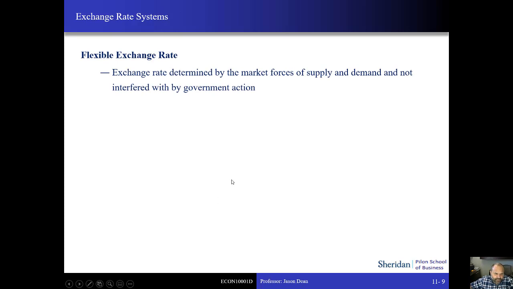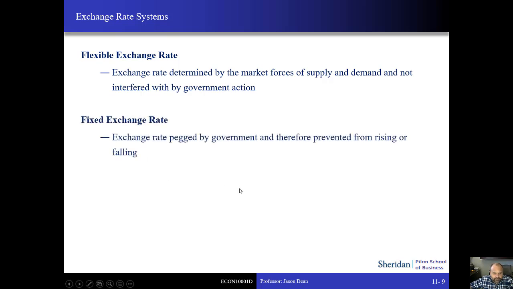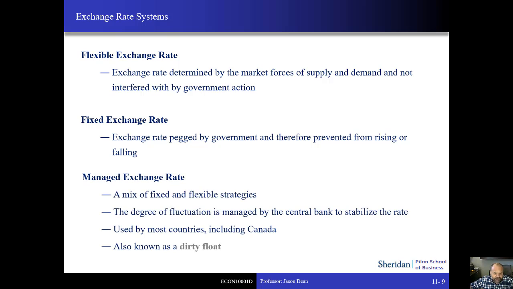Now let's talk about exchange rate systems. So a flexible exchange rate is where the exchange rate is determined by market forces of supply and demand and not interfered with by government actions. A fixed exchange rate is an exchange rate that is pegged by the government and therefore prevented from rising or falling. A managed exchange rate is a mix of fixed and flexible strategies. The degree of fluctuation is managed by the central bank in order to stabilize the rate.